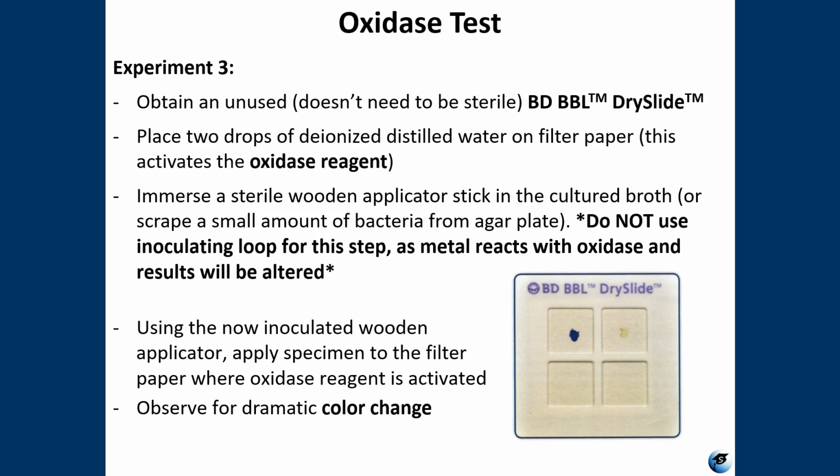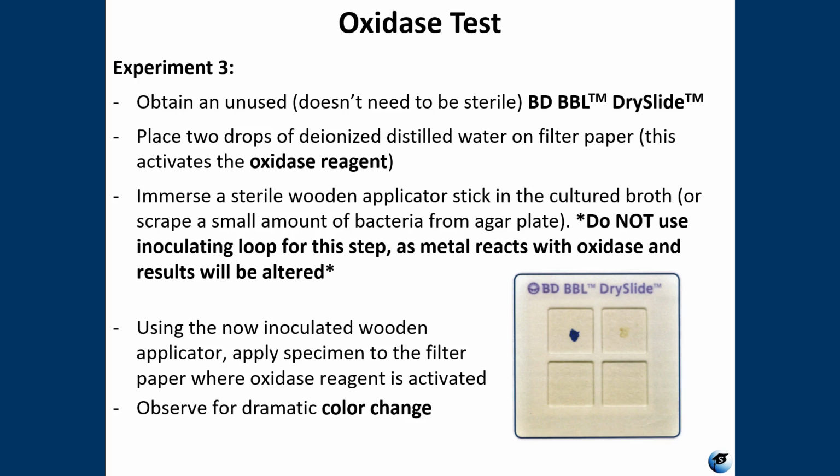For experiment 3, your instructor is going to provide you with a dry slide, and you're going to place 2 drops of deionized distilled water on the filter paper. This will activate the reagent that's in the paper. If you're taking from a broth culture, you're just going to put your wooden applicator stick into the broth culture. If you're using a plated culture, you're going to scrape a small amount of bacteria off of the plate. Once you have your inoculum, you're going to put that on the filter paper. You want to make sure that you do not use an inoculating loop for the oxidase test because metal oxidizes and it's going to mess up your results.